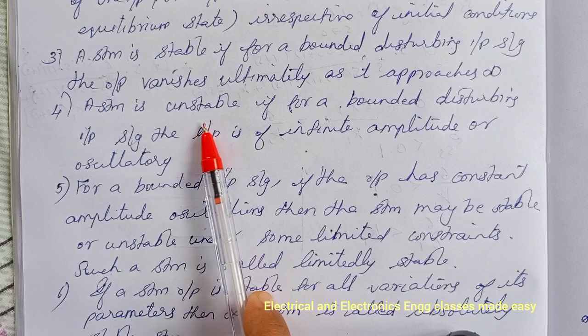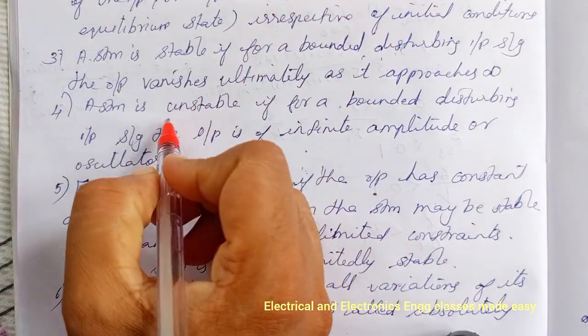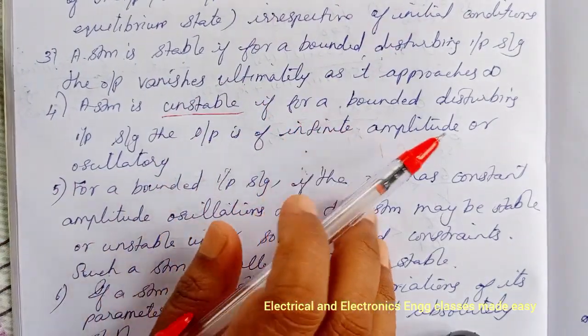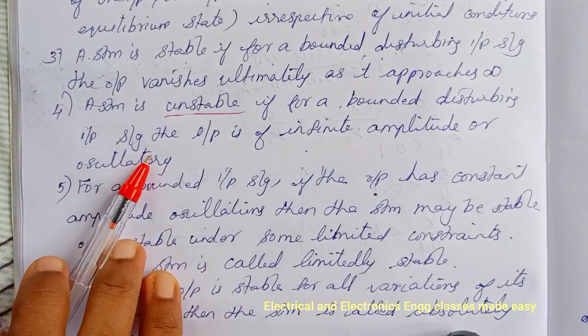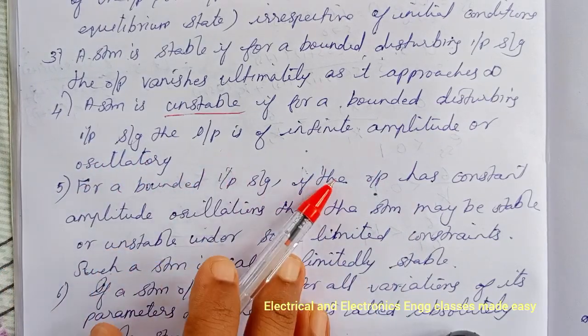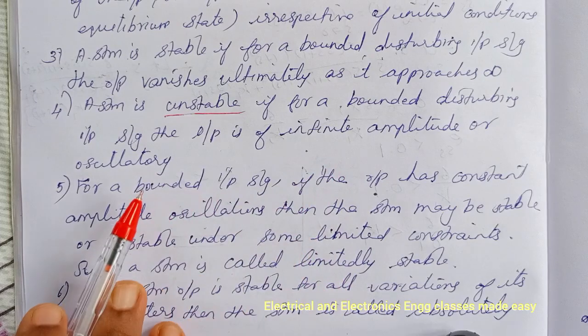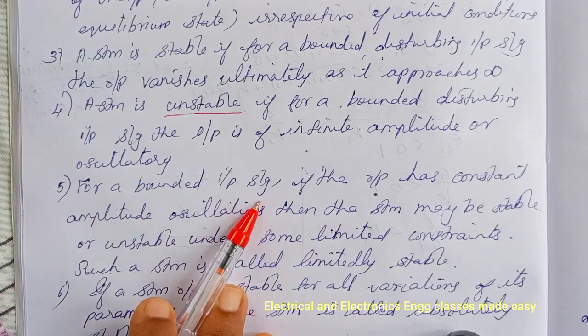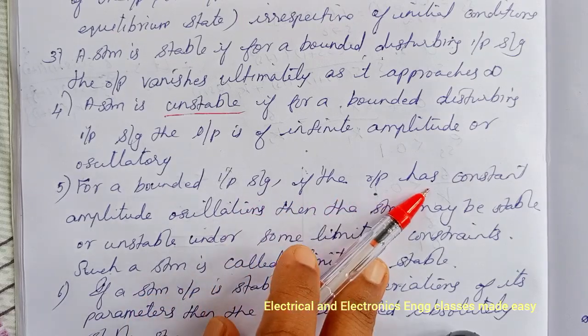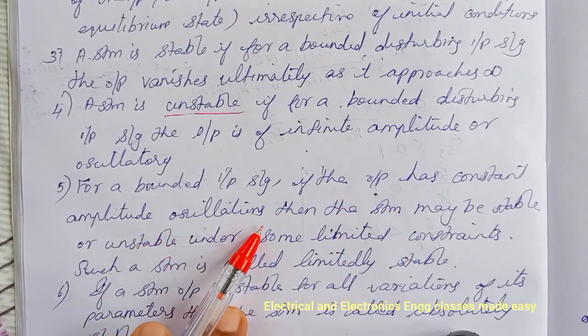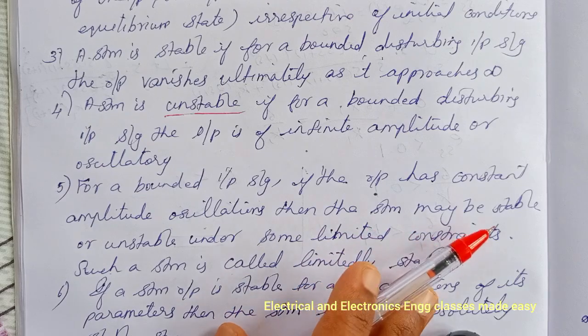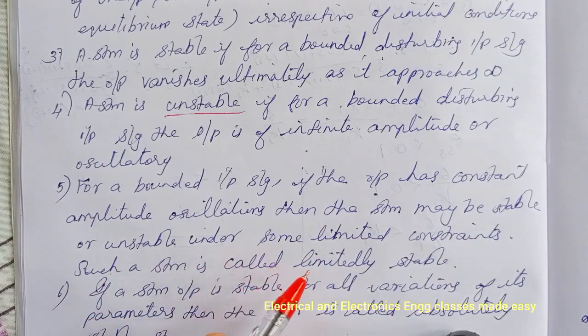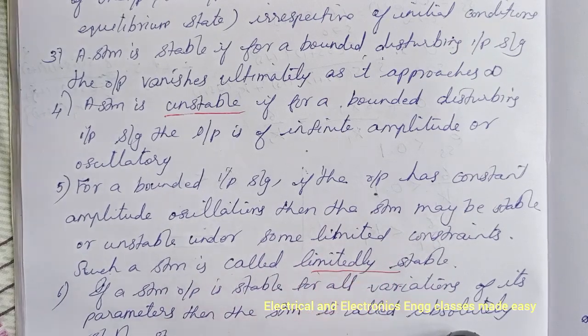Fourth one, a system is unstable if for a bounded disturbing input signal the output is of infinite amplitude or oscillatory. Fifth one, for a bounded input signal, if the output has constant amplitude oscillations, then the system may be stable or unstable under some limited constraints. Such a system is called limitedly stable.